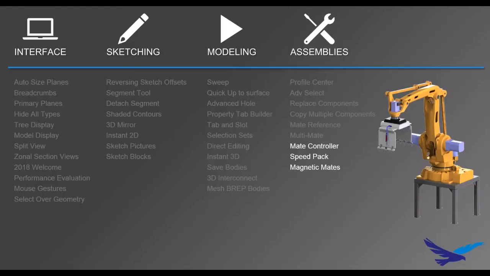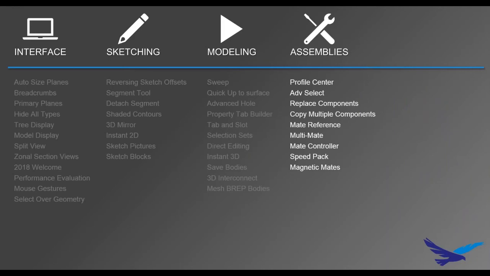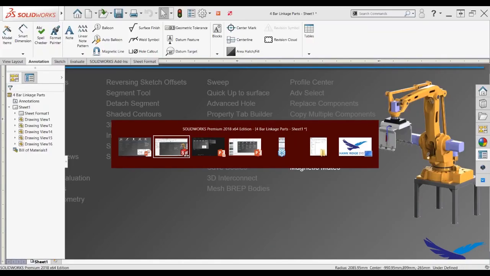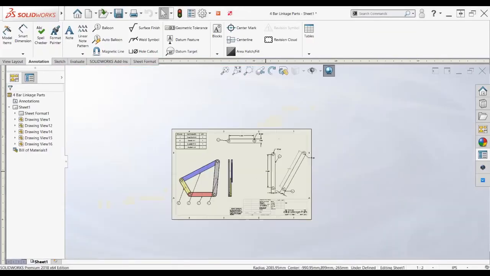So that's it for our assembly environment. And we just talked about the mate controller, speed packs, and magnetic mates. So to finish this off, I'm going to go into the extra section. And I'm going to talk about drawings first. So we're going to align some drawing views, do a relative to model view, custom detailed view, multiple leaders, and then my personal favorite, the good old spell check.